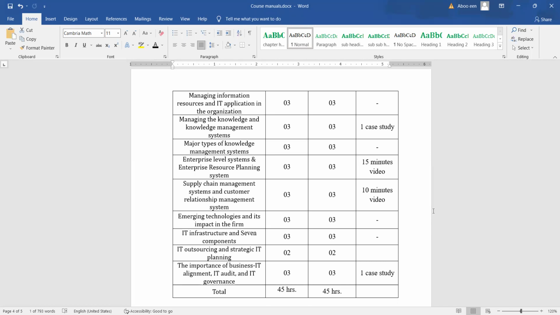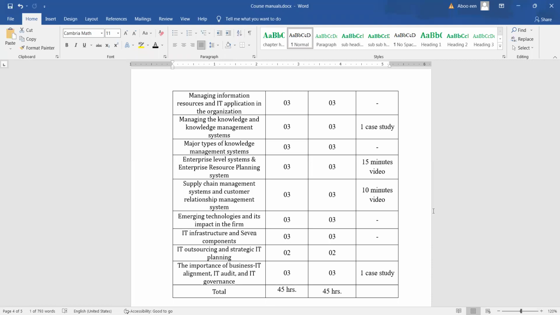Next, we will discuss emerging technologies and their impact in the organization. What are emerging technologies? How are these emerging technologies changing or altering the business firm, and what are the measures or precautions that firms have to take to surmount these emerging technologies? All these aspects we will discuss under this session.